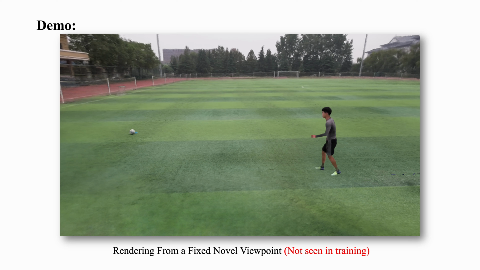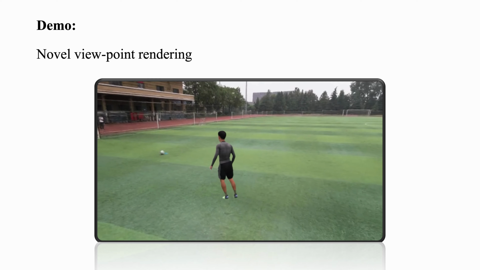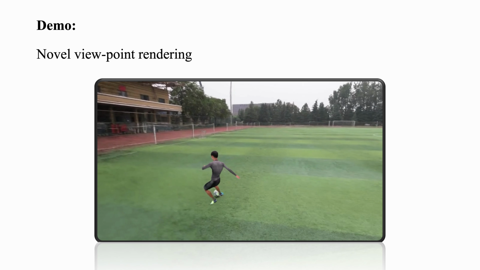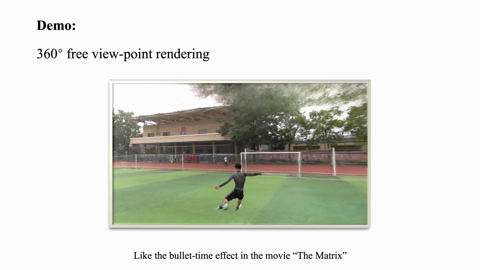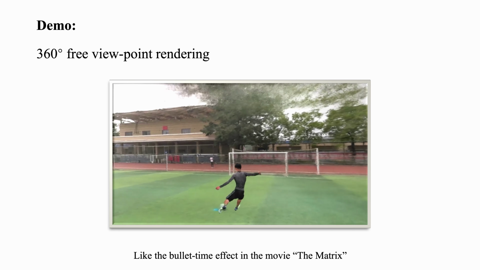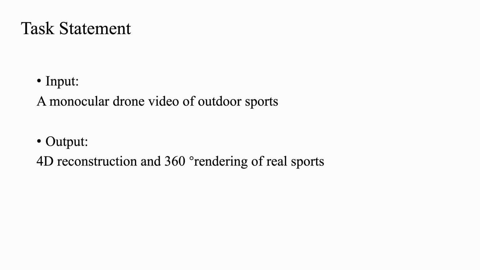Then we utilize the SMPL mesh to reconstruct and render the 4D dynamic human performing kicking frame by frame. We can display novel view rendering after reconstruction. Also, at the kicking moment, we display our 360 degrees free viewpoint rendering result, like the bullet time effect in the movie.